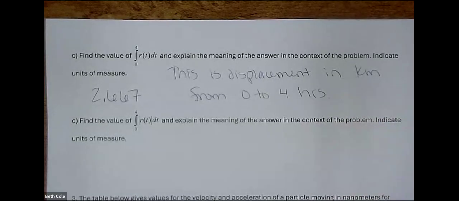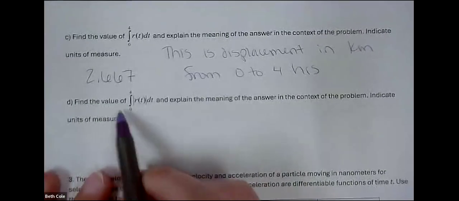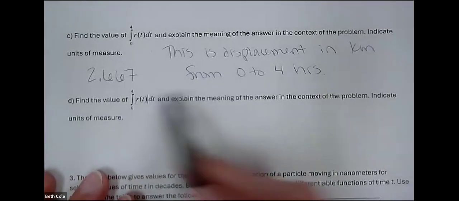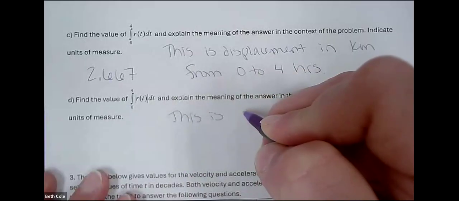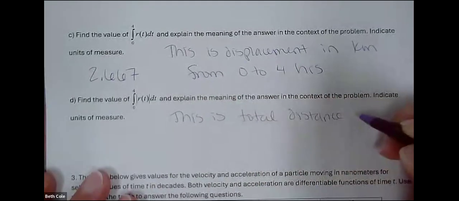Okay. Now, before I switch back so that I don't have to keep going back and forth, let's write our sentence first for this one. You can actually get the sentence before you even do the problem. It's actually going to be the exact same sentence, except we're going to say this is what? What distance? Total distance. Good. This is total distance. Yep.